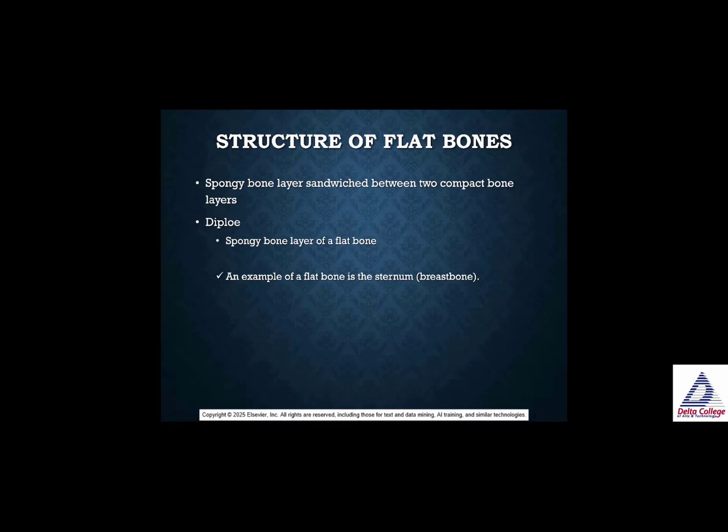Now, the structure of flat bones: these are spongy bone layers that are sandwiched between two compact bones. Diploe is the spongy bone layer of a flat bone, and an example of a flat bone would be the sternum or the breastbone. We also have some in our skull.